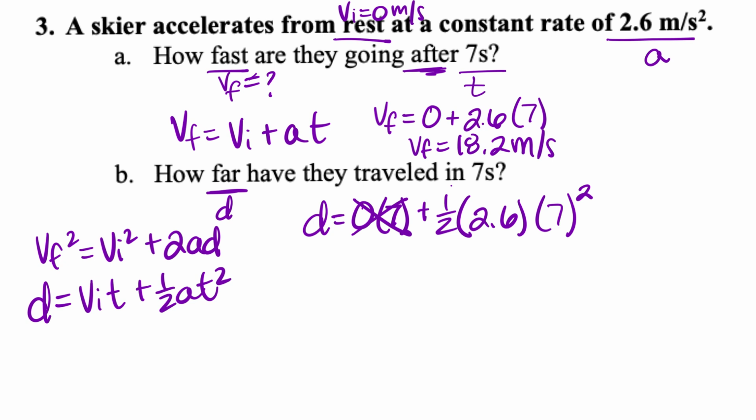And when we type that in the calculator, we're going to get 63.7. And that is our distance. And our unit for distance is meters, so we want to make sure we include that unit on there as well. So that's your answer for number 3.